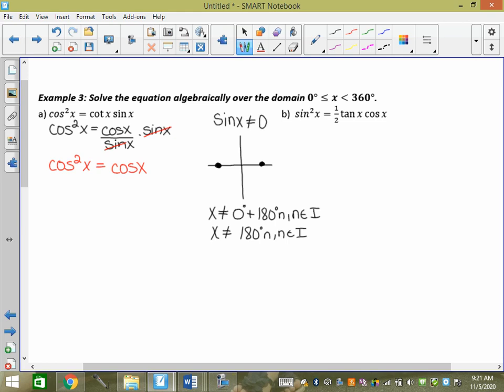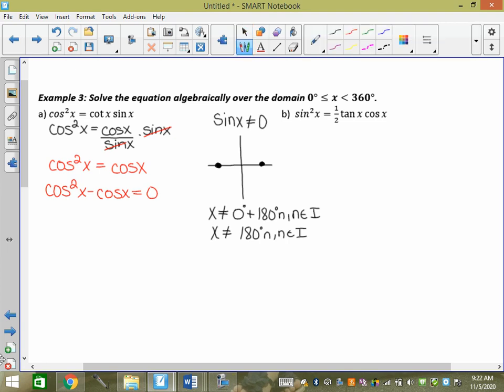Then what can I do? Whenever I have a squared, no matter what I have with it, I have to what? Every single time. Move to one side, set equal to 0. That's my only rule, right? If I have a squared, everything goes to one side equal to 0. I can't divide by a cos, because some people try and do that. Nope. If I have a squared, everything on one side equal to 0, I have no other options. Cos squared x minus cos x equals 0.